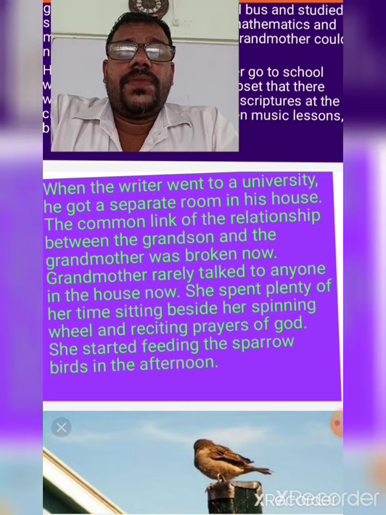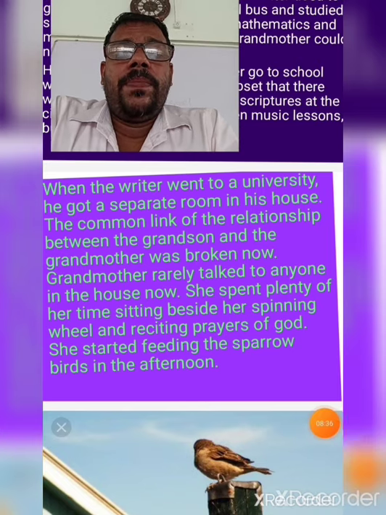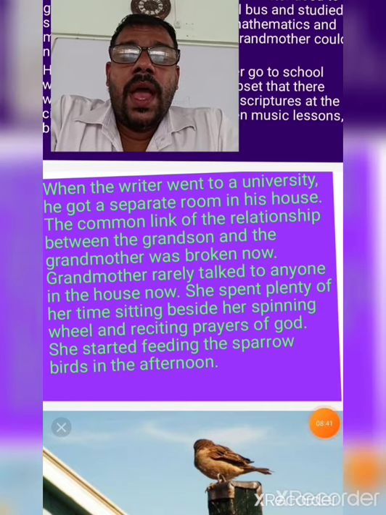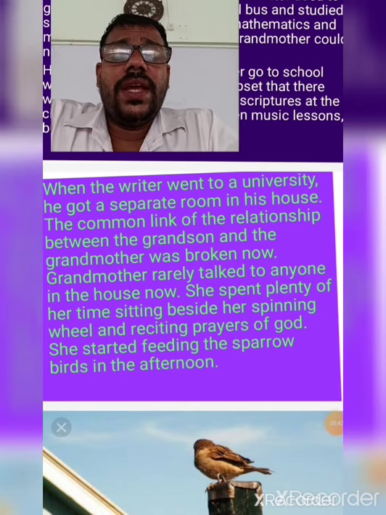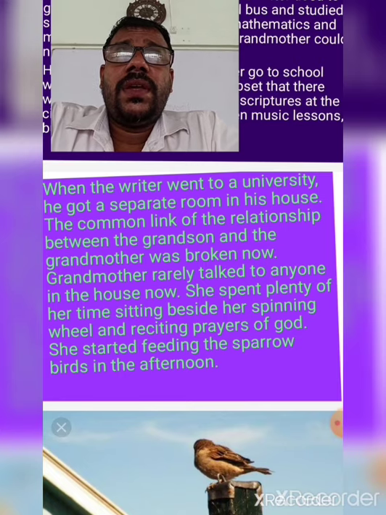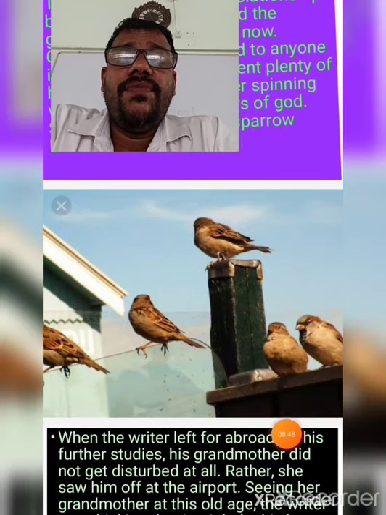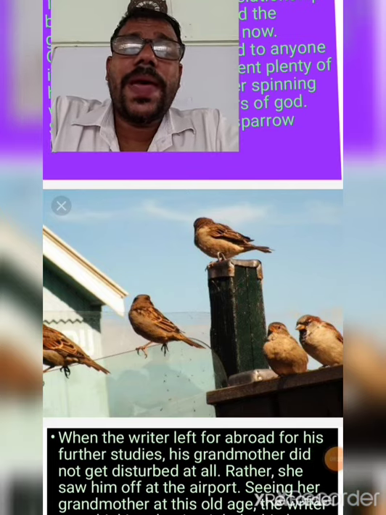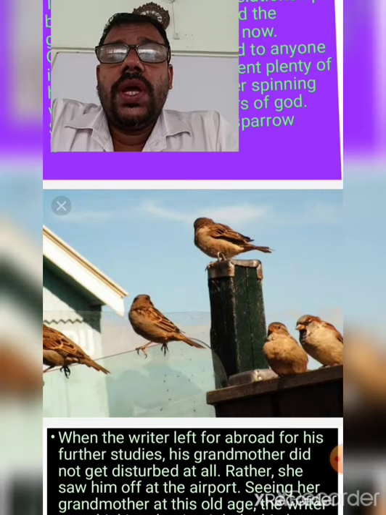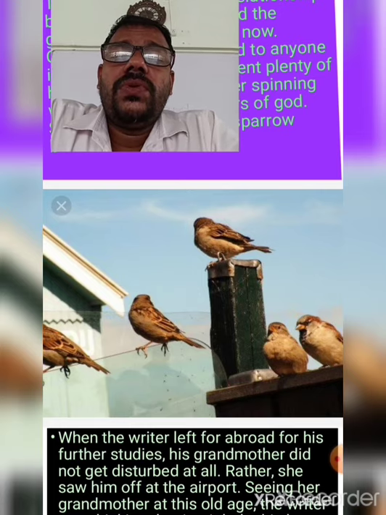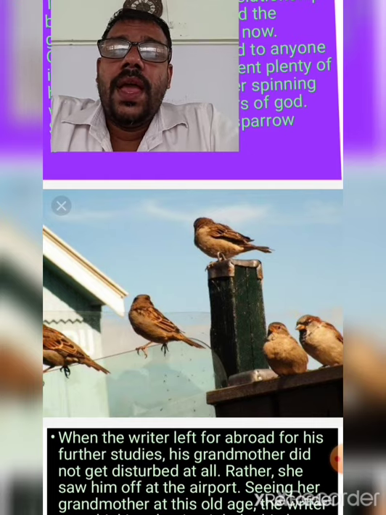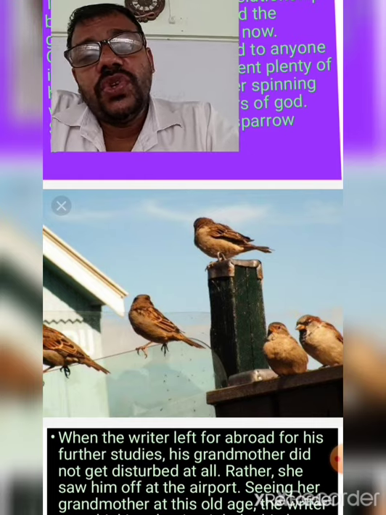and recited prayers of God. Another activity that she carried out was feeding the sparrows. Many sparrows used to come to this particular house where they lived. And she found joy in feeding these sparrows.